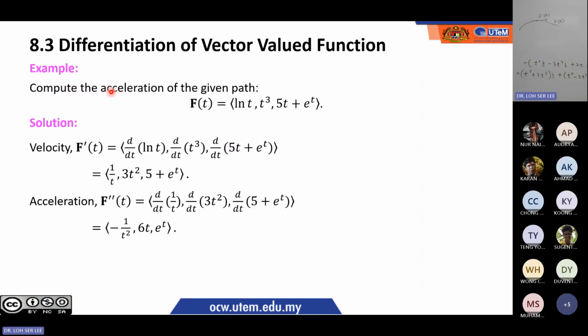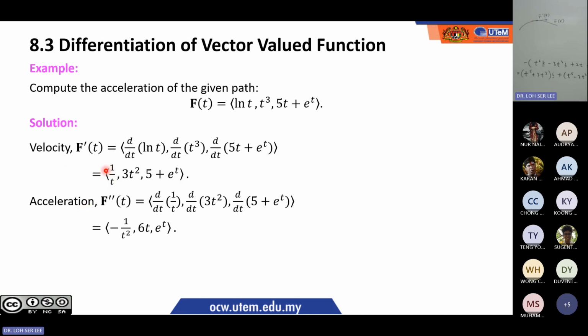Now compute the acceleration given the path. Okay, this is a path. So to get the acceleration, you need to differentiate twice. Because after you differentiate one time, you get velocity, and one more time, you will get acceleration. So differentiate ln t, you get 1 over t. t cubed, you get 3t squared. Differentiate this one, you get 5 plus et. This is your velocity function. And differentiate this once again, you get acceleration.